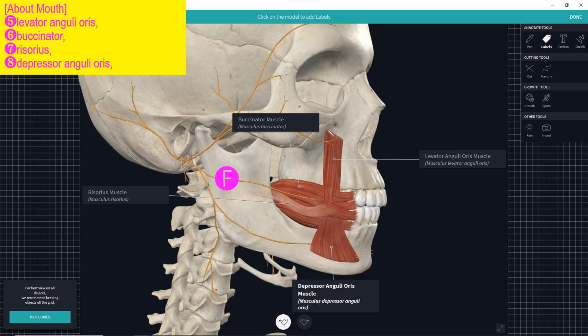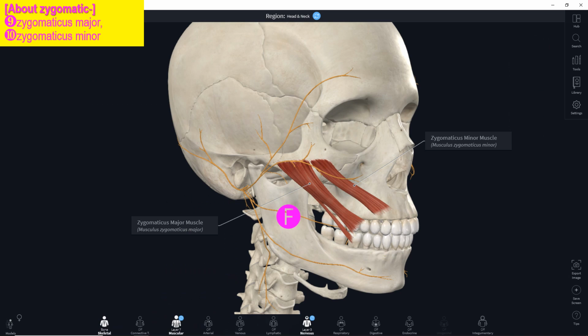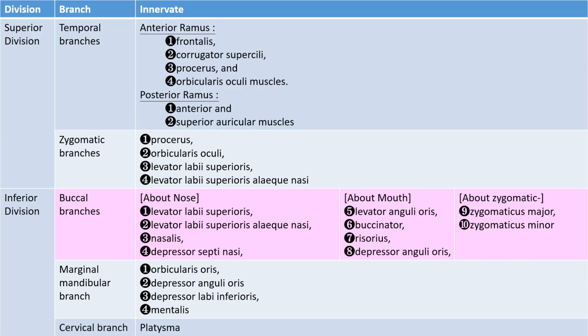Here are the branches related to the mouth. 5. Levator anguli oris, 6. Buccinator, 7. Risorius, 8. Depressor anguli oris. Here are the branches related to the zygomatic area. 9. Zygomaticus major, 10. Zygomaticus minor. Okay, I have organized them for everyone here.